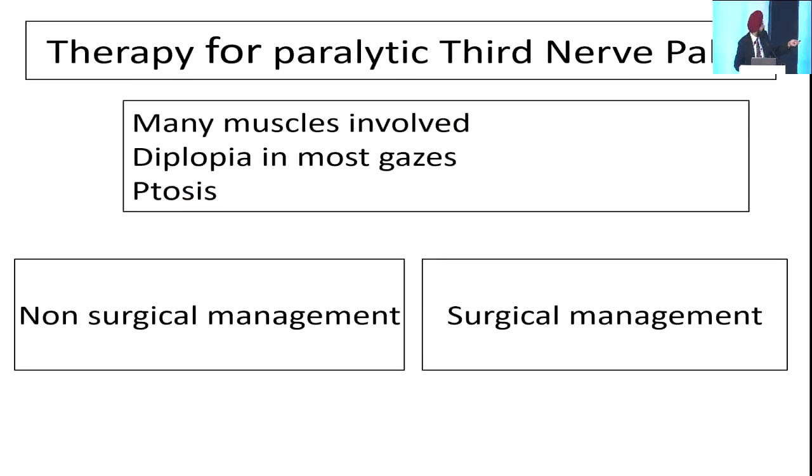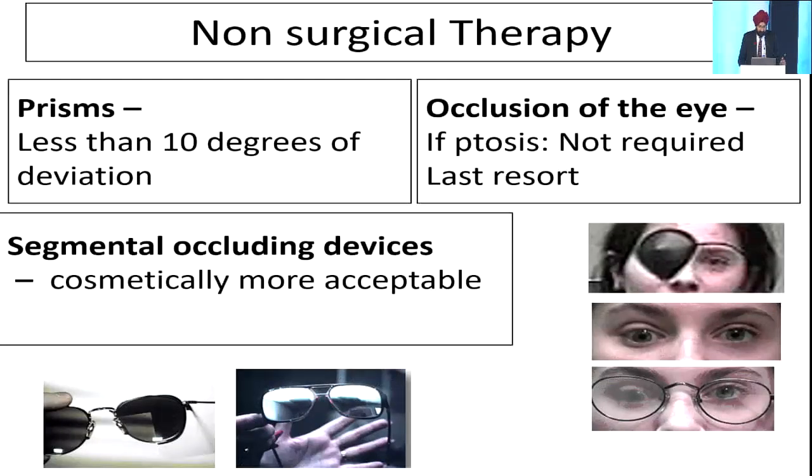As I said, it's primarily multiple muscles getting involved, so you don't really have that much scope to operate. There is ptosis, there is diplopia, and this can be tackled to some extent non-surgically, but in most of these cases, if there is no recovery or partial recovery, you would require a surgical intervention to correct it.